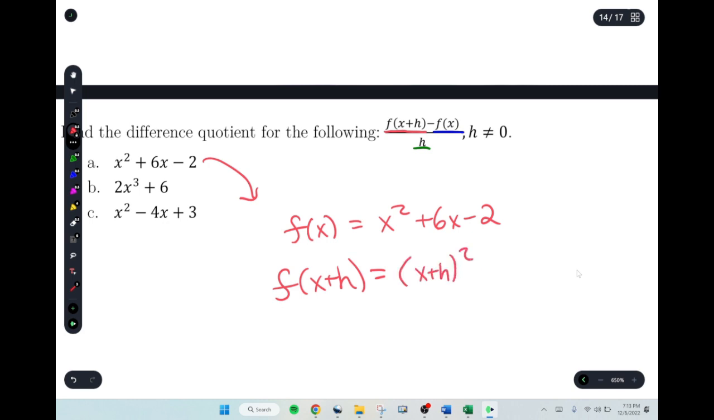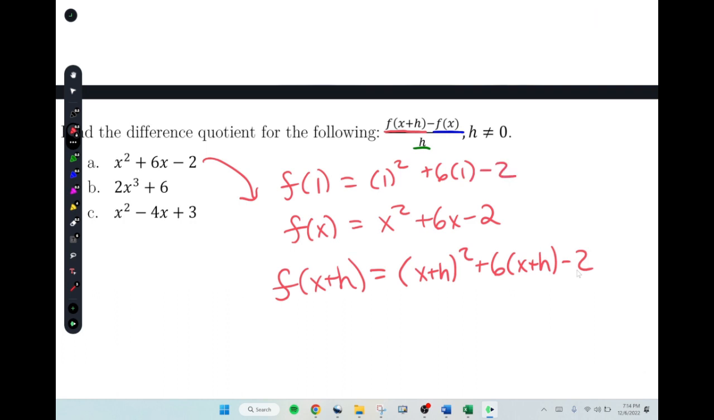As ugly as it is, that's all you do right there. Everybody would have been completely happy if I put a 1 there. I would have said 1 squared plus 6 times 1 minus 2, right? It's not different, it's just uglier. We just plugged in x plus h where we saw x.